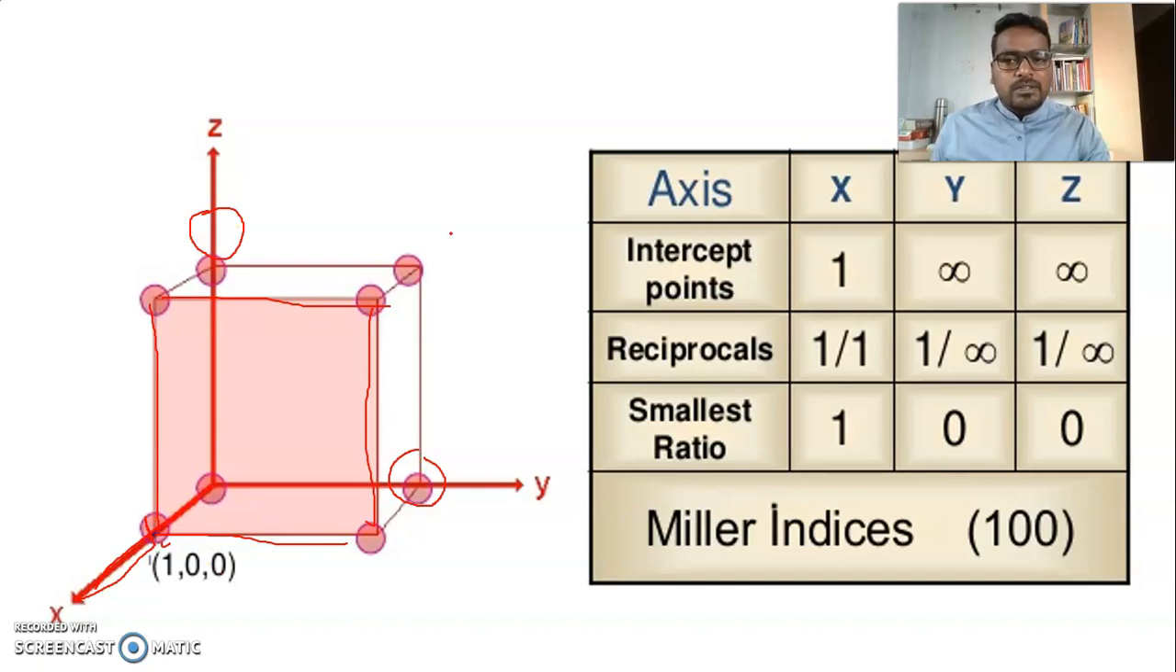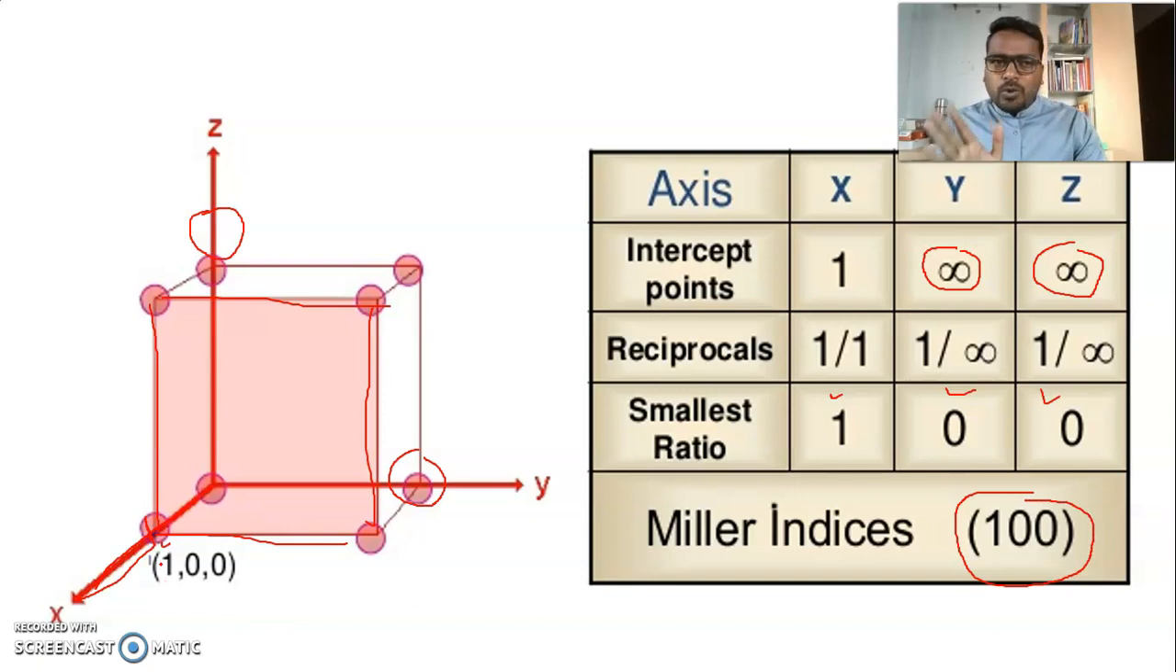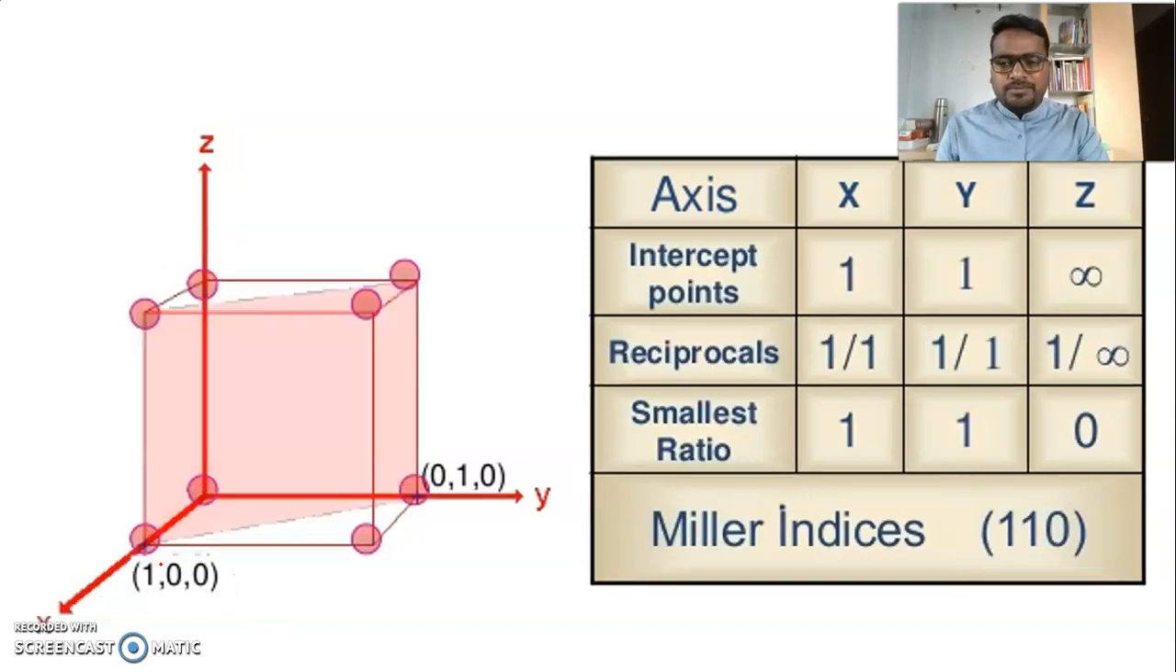So the intercepts for this particular plane are: along the x axis 1, along the y axis infinity, we don't know where exactly it is going to intersect, and z also infinity. If we take the reciprocals, 1 by 1, 1 by infinity, 1 by infinity, 1 by infinity becomes 0. So 1 0 0 is the Miller indices. If it is 1 0 0, it indicates a plane which intersects only along the x axis.